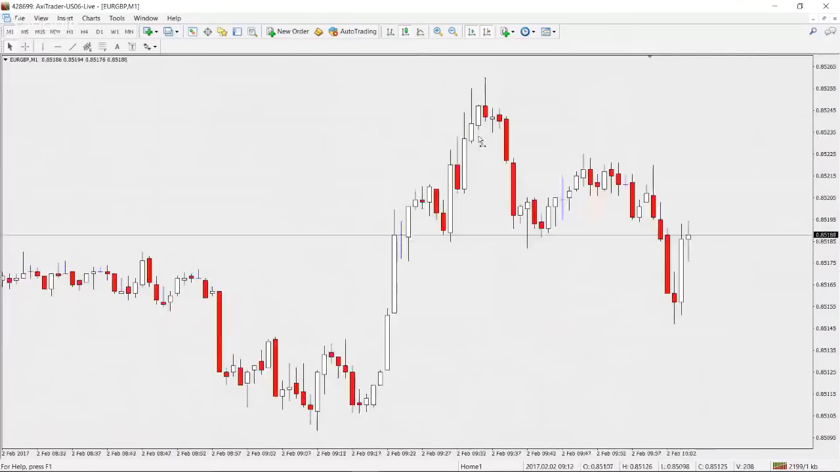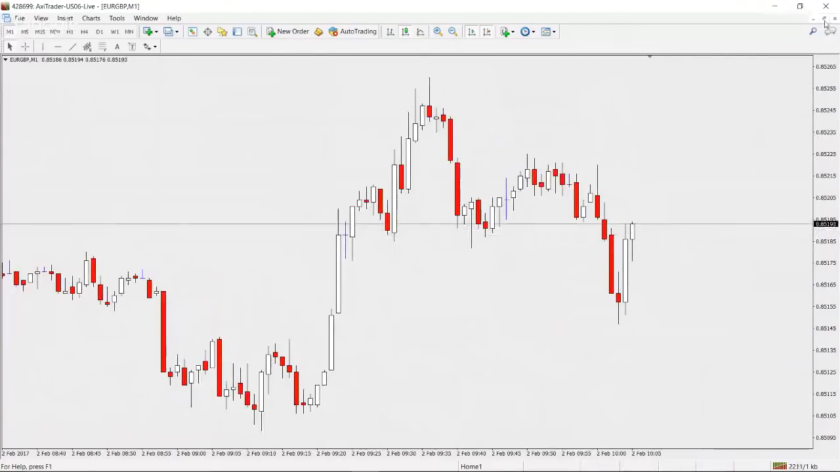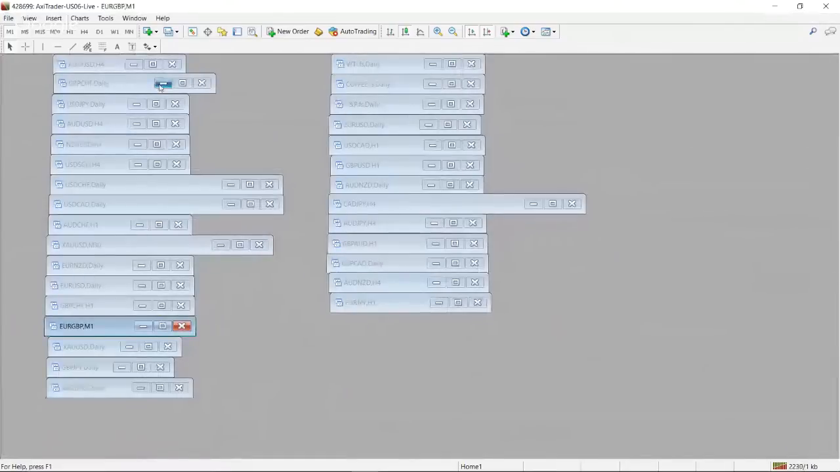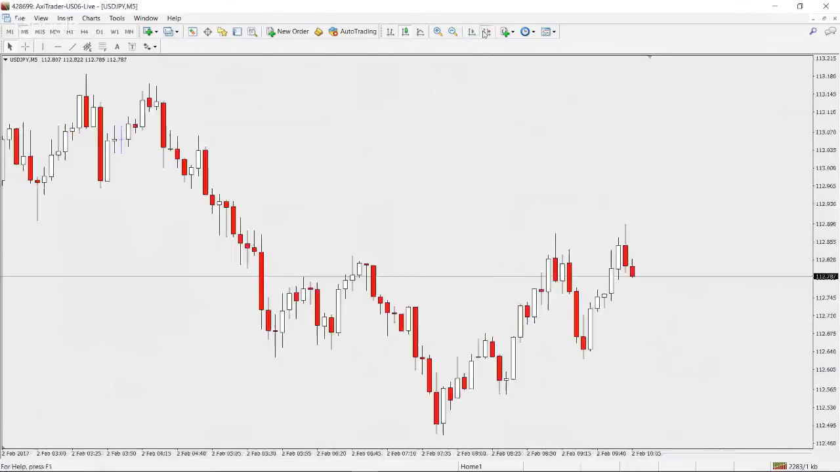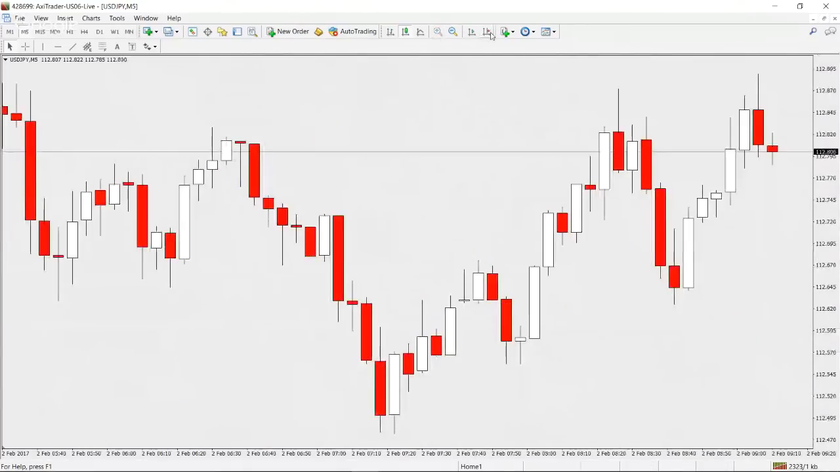Here, let me find a better one for you. Let's do this one. This is the yen. And the yen has been making higher lows and higher highs. Would you be more likely to buy the yen right now or sell? What would you be looking for? A reason to sell or a reason to buy?